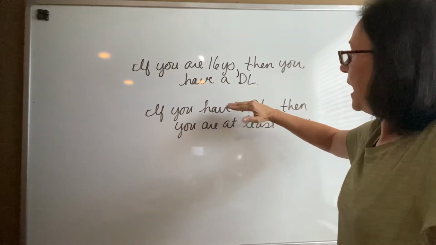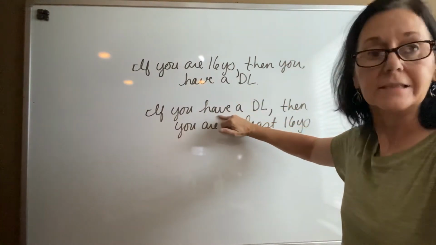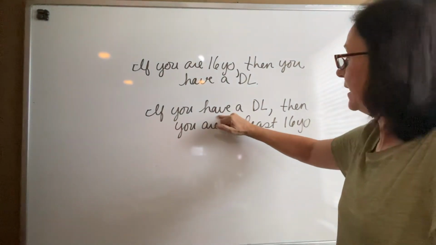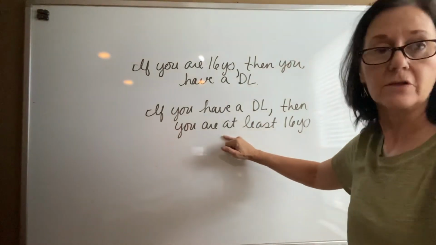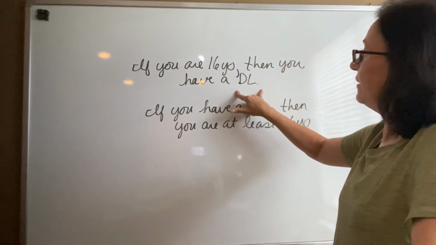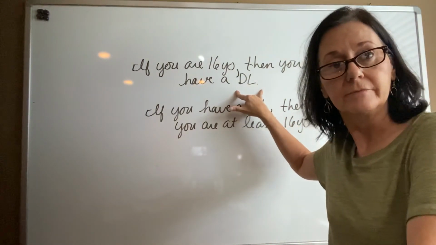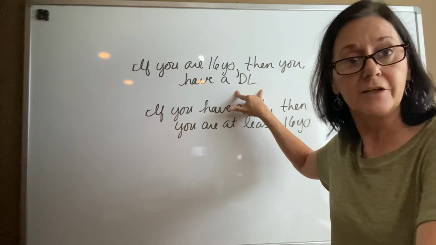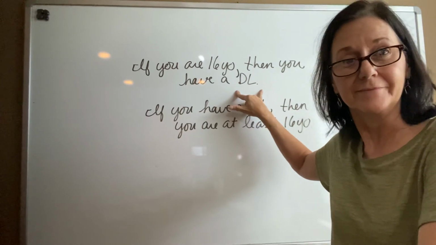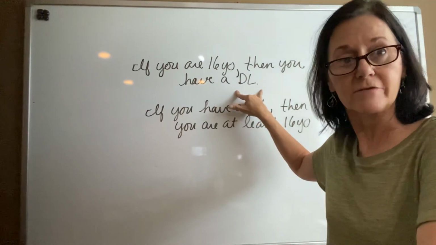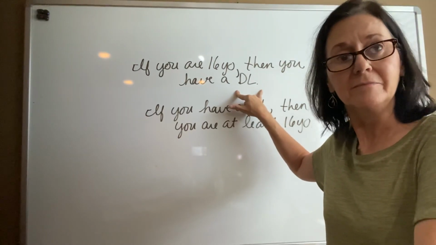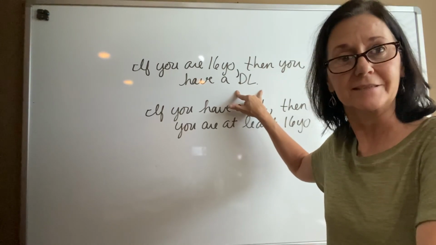Notice what I did. I took the conclusion here and wrote it as a hypothesis. I swapped the hypothesis and conclusion. If you have a driver's license, then you are at least 16 years old. Okay, is it true to say if you're 16 years old, then you have a driver's license? So you ask yourself, does every 16-year-old have a driver's license? That is not true, right? There are some 16-year-olds that don't have a driver's license. There are probably some 70-year-olds that don't have a driver's license.